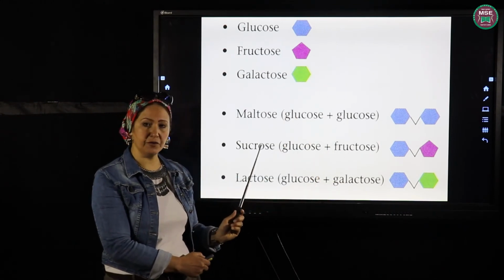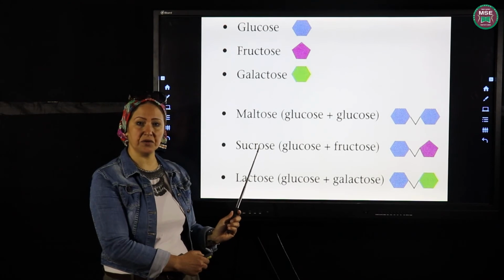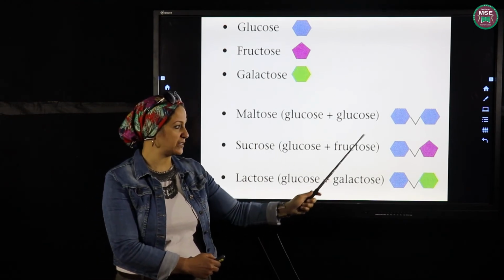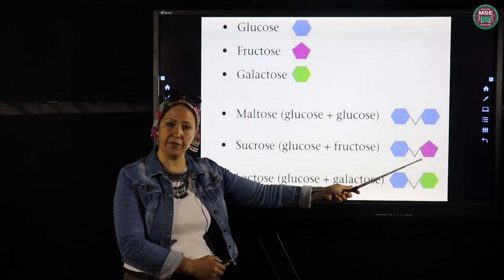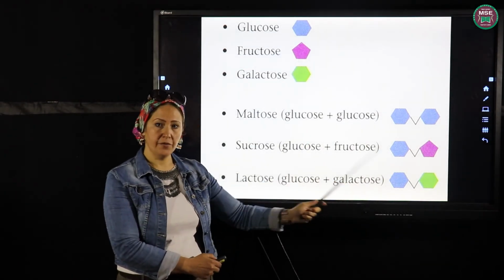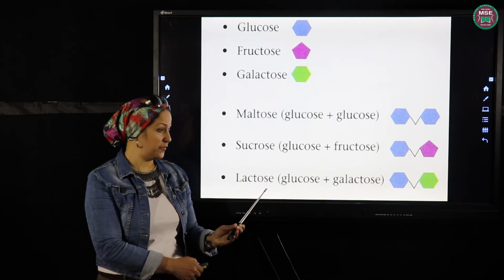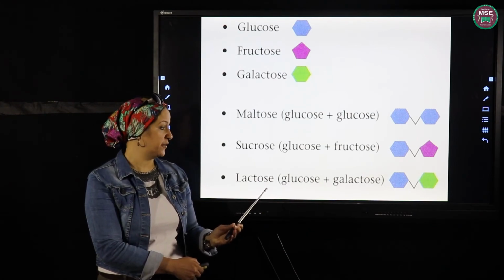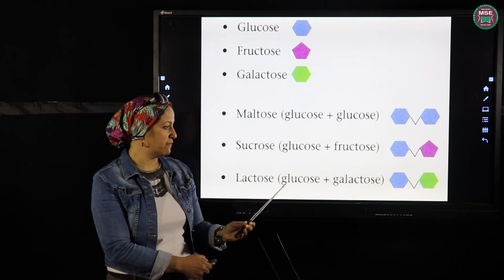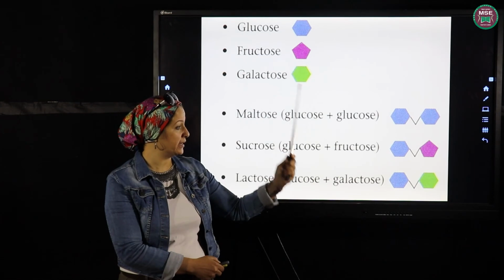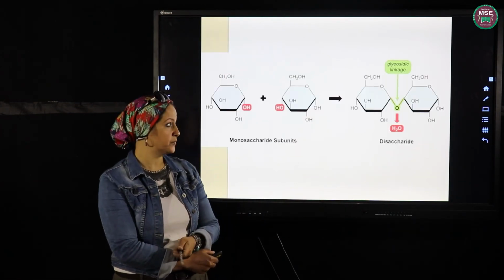The second example of disaccharide is the sucrose. It consists of a glucose molecule plus fructose. So glucose plus fructose means the blue ring with the purple one. The third example of disaccharide is lactose. It is the sugar that is found inside the milk. It consists of glucose plus galactose. So we have the ring of glucose plus the green ring of galactose.